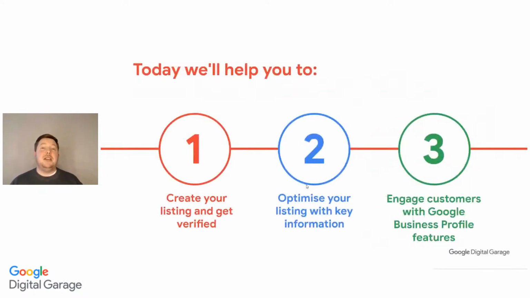Today's session is basically broken down into 3 main chunks. Create your listing and get verified, so the process of it and how to do it. Optimize your listing with key information, and engage customers with Google profile features. So once you know what it is and how to do it, how can we make it better? And then how can we use those features to optimize that content and to actually give you something above and beyond, which is what a lot of other businesses don't have.